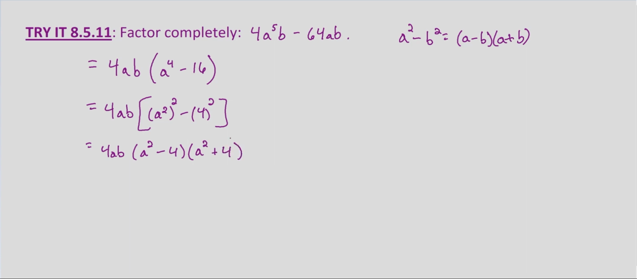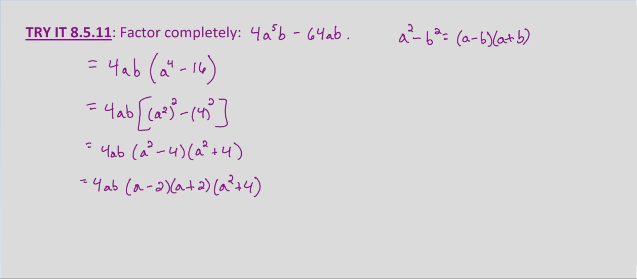plus 4. But now we have another difference of squares with a squared minus 4. So this is going to be 4ab times, well, this is a difference of squares, a squared and 2 squared. So that's just going to be a minus 2 times a plus 2. And again, that's still multiplied by a squared plus 4. And we can't factor any further. Again, we have a sum of squares, but unless we are explicitly asked or told to factor the sum of squares, we just leave it at that.